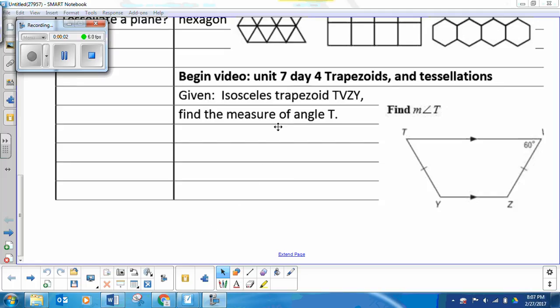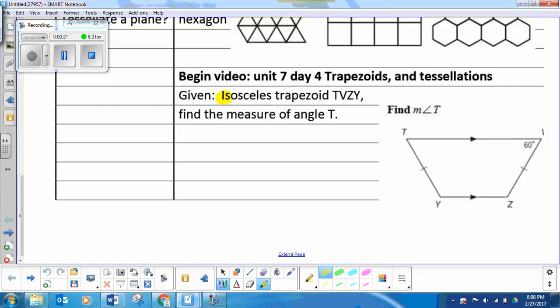Right, so now that we have some information about trapezoids and tessellations, let's talk about some examples. We have been given some information. We have isosceles trapezoid TVZY, and we're trying to find the measure of angle T. A couple of things I want to point out. Isosceles, that term lets us make some decisions on what we have in front of us.